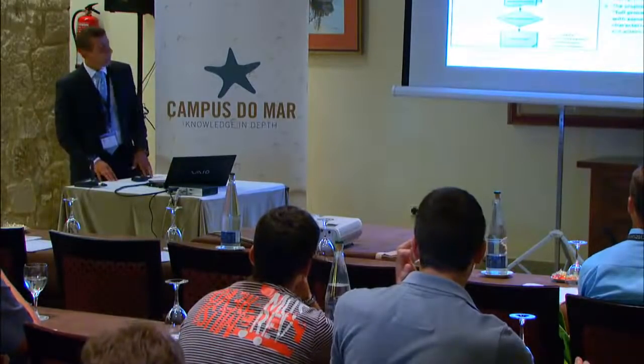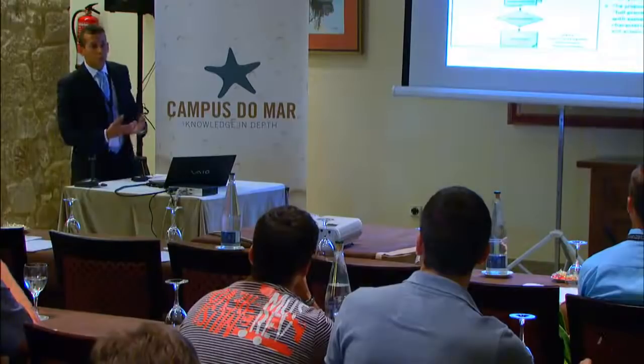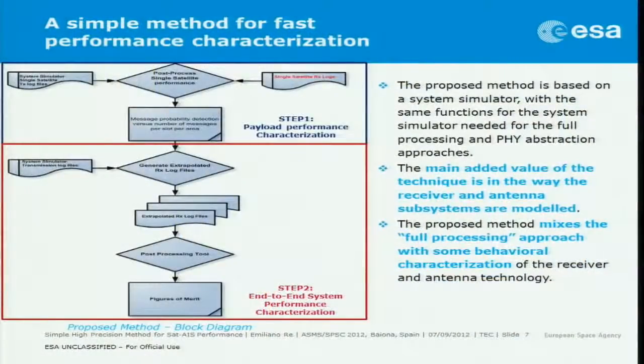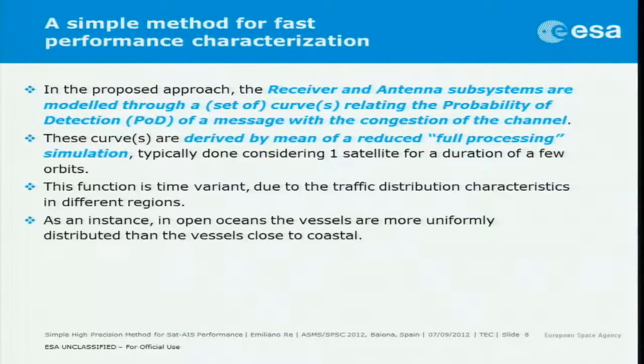In the second step, instead, we do the actual system simulation. So what we do is we perform the link budget for every message, and then we use this characterization of the payload, which, as I said, is the central part of this method. The way we are modeling the payload is based on somehow determining the probability of detection per message as a function of some variable, which is the number of messages we received within a certain time window. We will see later what we assessed.